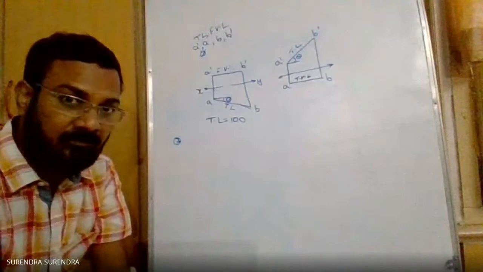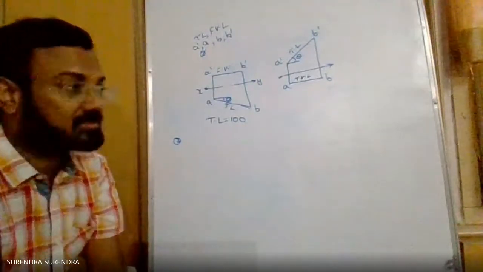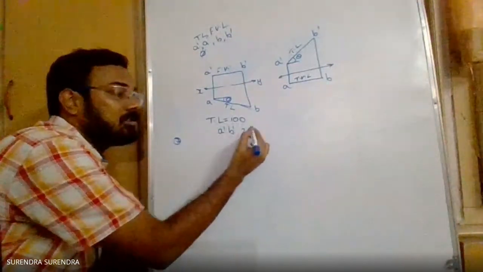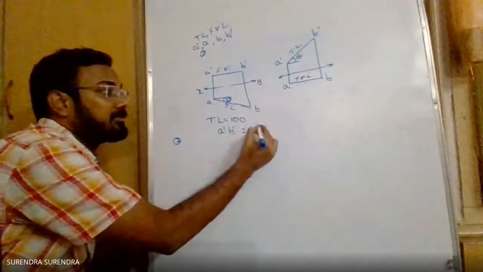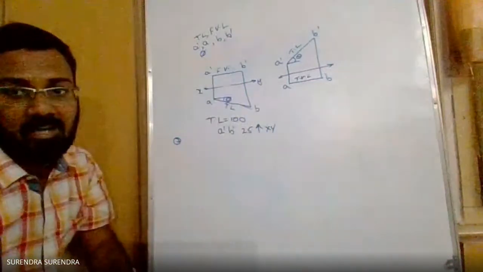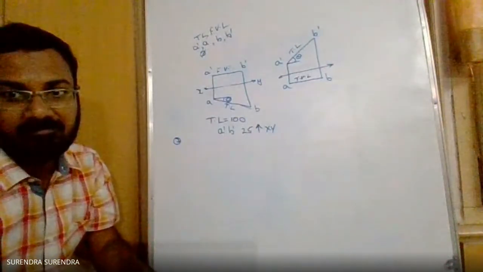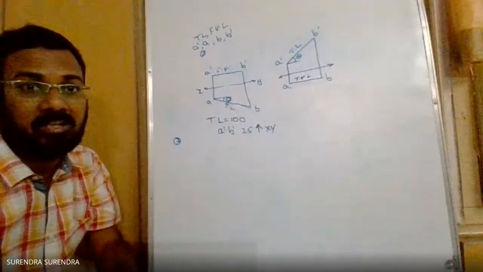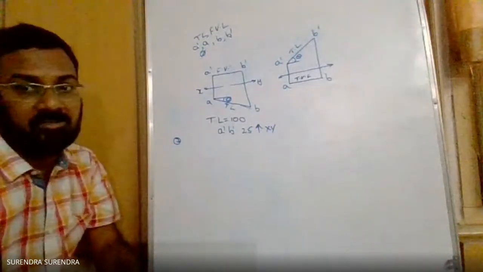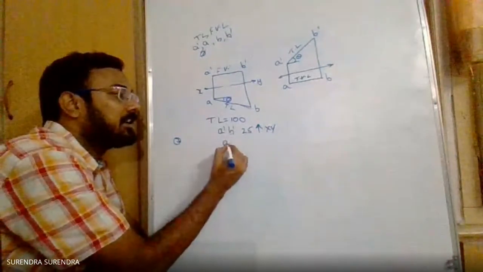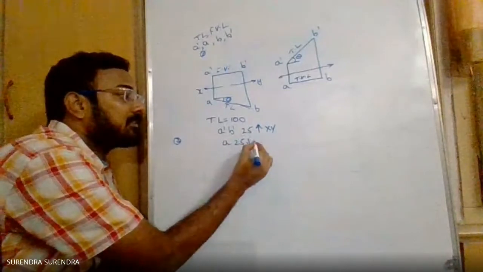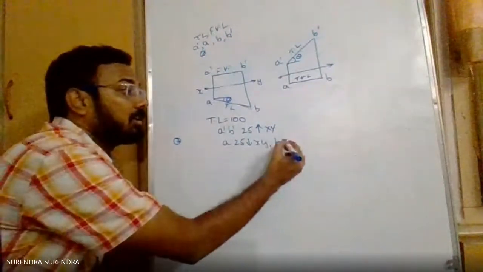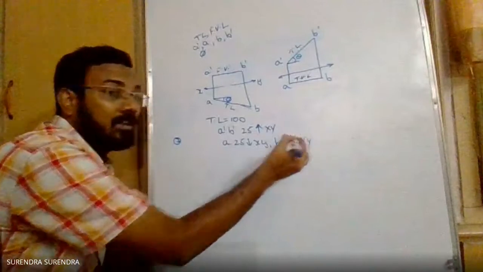HP relates always to front view conditions. So A dash and B dash are 25 mm above the XY line, as it is given above HP. Its two ends are 25 mm and 40 mm in front of the vertical plane. The vertical plane always relates to top view conditions. So one end A is 25 mm below XY and the other end point B is 40 mm below XY.